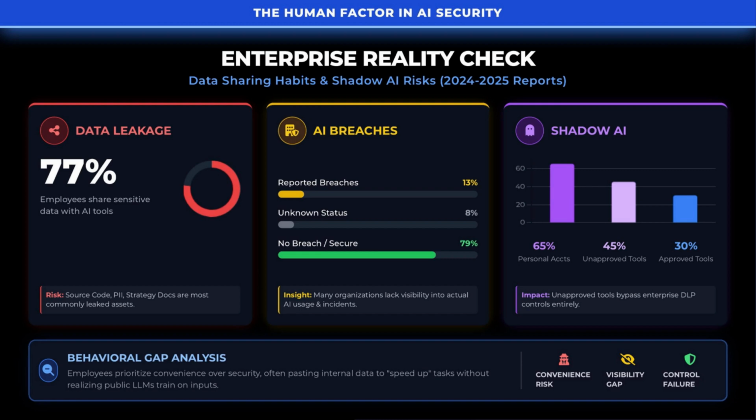65% of users rely on personal accounts, 45% on unapproved tools, and only 30% use sanctioned platforms. Convenience often trumps security, creating a behavioral gap. Recognizing these statistics helps organizations prioritize culture change alongside technical controls. Let's shift to proactive defenses, starting with securing the model's inputs and outputs.